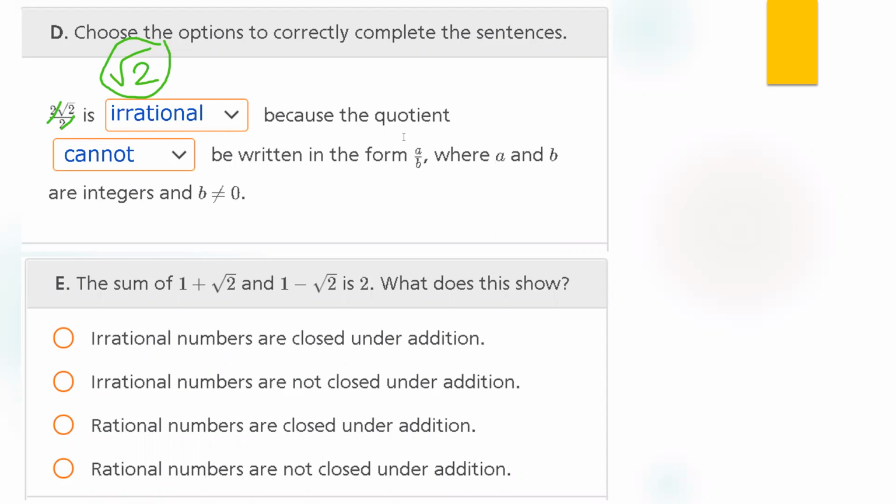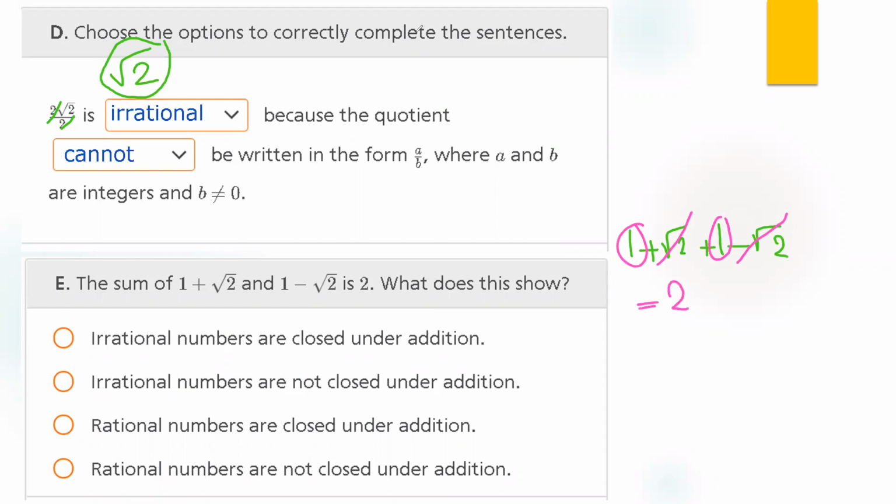Now look at B here. The sum of 1 plus square root of 2 and 1 minus square root of 2 is 2. So what does it mean? When you add them together, 1 plus square root of 2 plus 1 minus square root of 2, the square roots cancel each other. So the answer is 2.